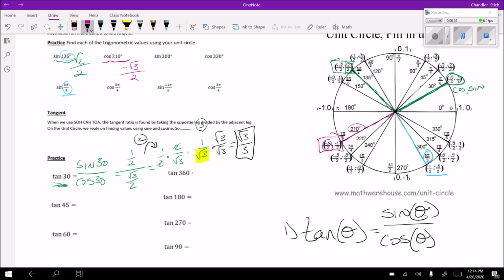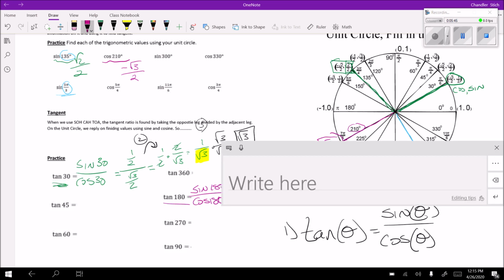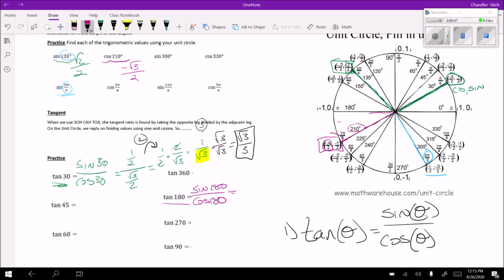Let's do a simple one, like tangent of 180. Tangent of 180. So I'm going to do sine of 180 over cosine of 180. Here is 180 degrees. Right here. There's my coordinate points. Again, cosine, comma, sine. So this would be 0 over -1. Well, 0 divided by anything is 0. So tangent of 180 is equal to 0.